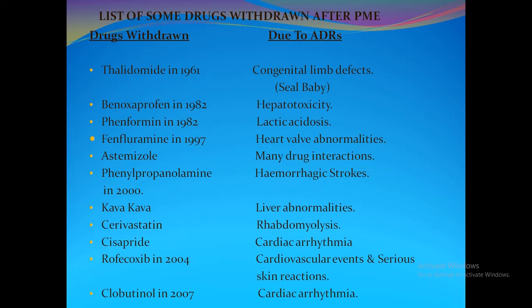Now look at the list of some drugs withdrawn after post-marketing evaluation. Here on the left hand side, drugs withdrawn are shown, and on the right hand side their relative ADR has been shown. First drug, thalidomide in 1961, withdrawn due to congenital limb defects as ADR.